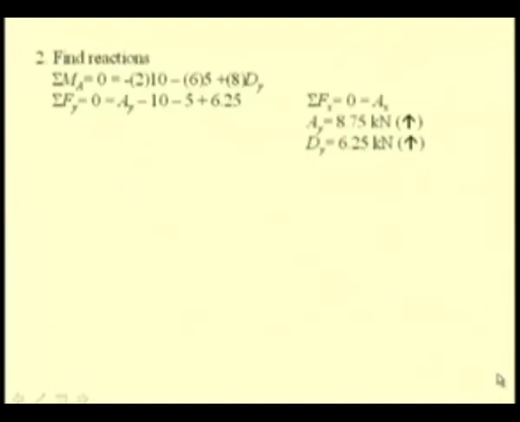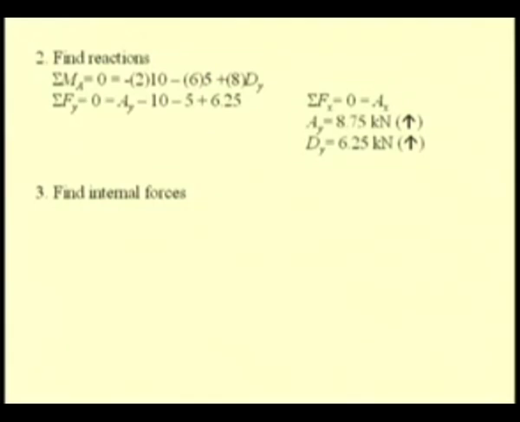So, we have taken in this case the moment summation about point A, which gives the value of DY, and the 2 force summation equations, that is sigma Fy and sigma Fx, give AY and AX. In this case, AX is 0 and AY is 8.75 kilonewtons and DY is 6.25 kilonewtons. Once these external reactions have been determined, we can proceed to determine the internal forces.